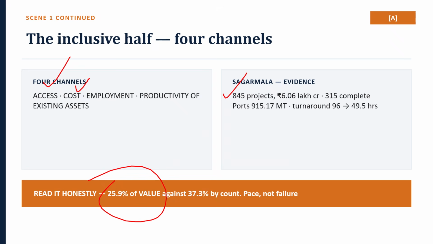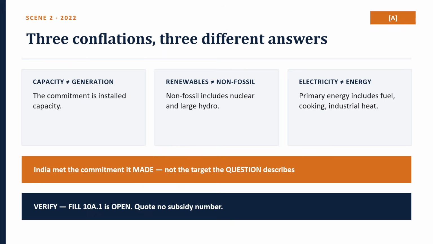So present that as pace and project mix, not as failure. The outcome numbers are strong. And the counter argument here, which you have to give, is that infrastructure investment is not automatically inclusive, because the composition decides the incidence.